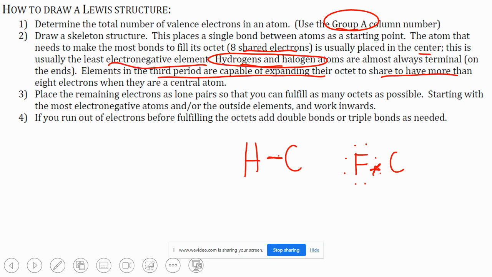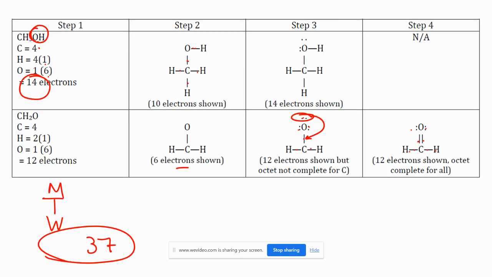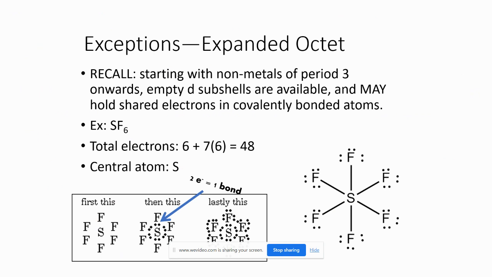I said hydrogen and fluorine are always like that because fluorine can't expand. It doesn't have a D subshell. But the rest of them do. And so because of that, you can expand their octets.